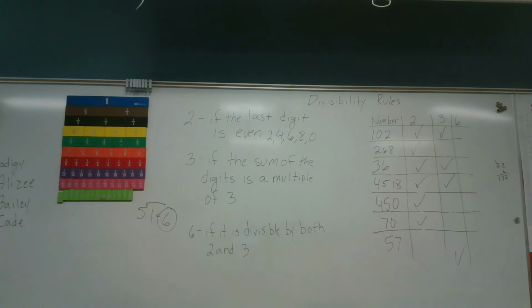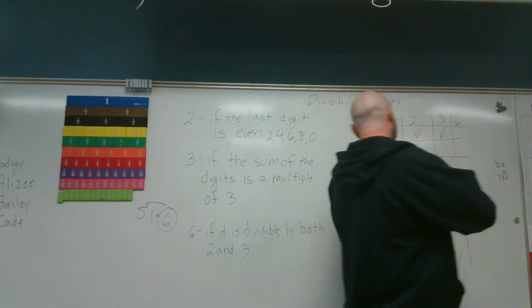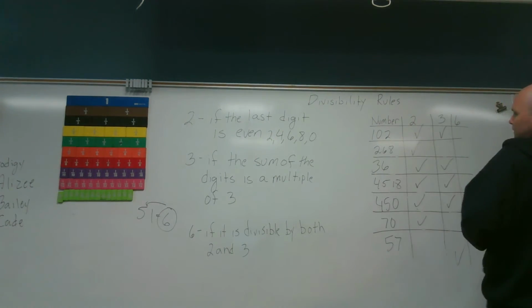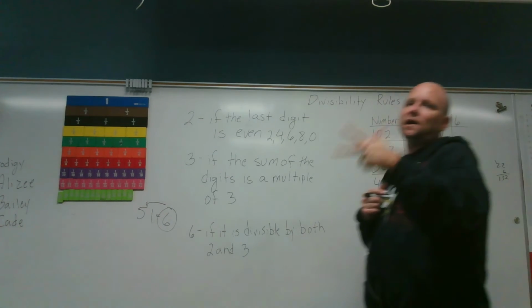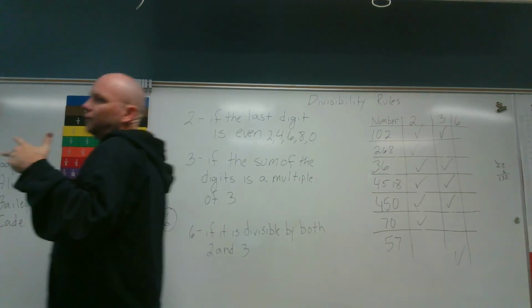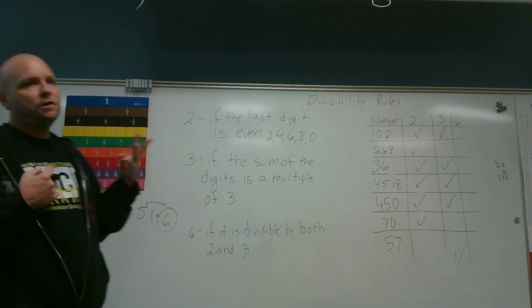Carlos, are there any others up there divisible by 3s? Can you tell me? 450. 450 is divisible by 3. And how do you know that, Carlos? 4 plus 5 is 9, and 0. 3, 6, 9. So 9 is a multiple of 3. So 450 is divisible by 3.